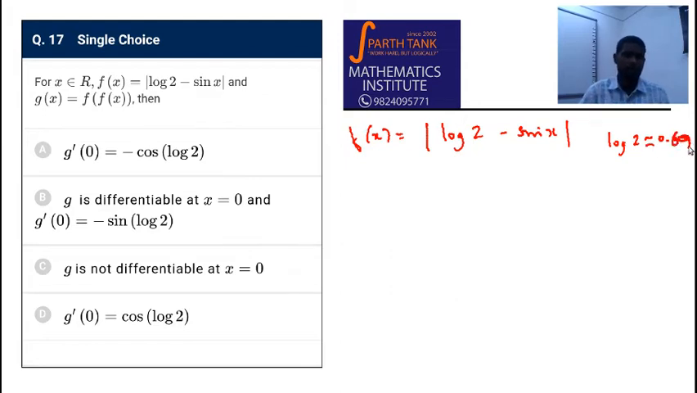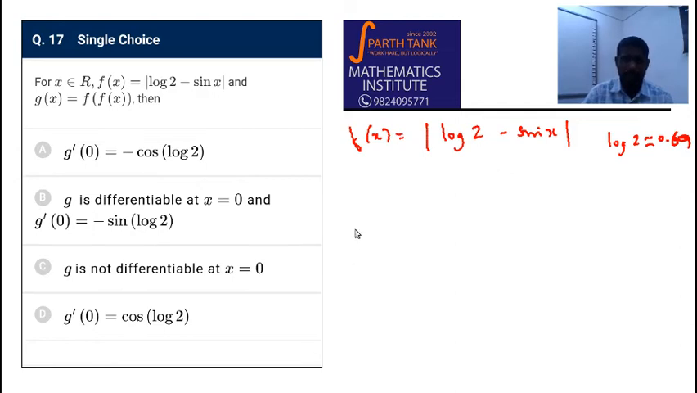0.693, etc. So log 2 is a number less than 1, and sin x can be between 1 and minus 1. Therefore, there is a region in which, when sin x is greater than this 0.69, this thing will be negative. And so using those kinds of ideas, let us try to find whether that function will be positive or negative and all that.